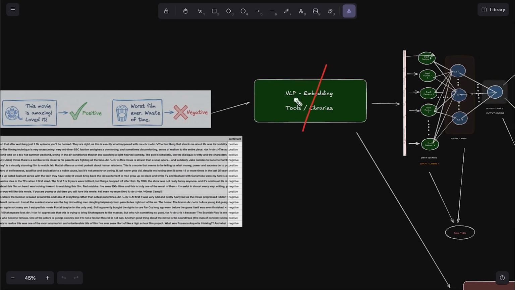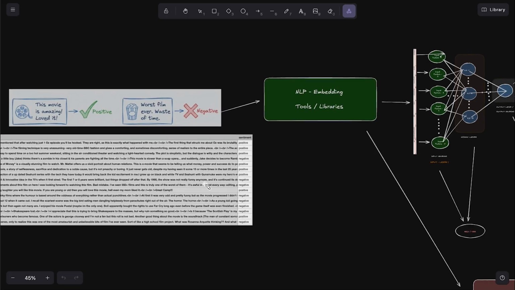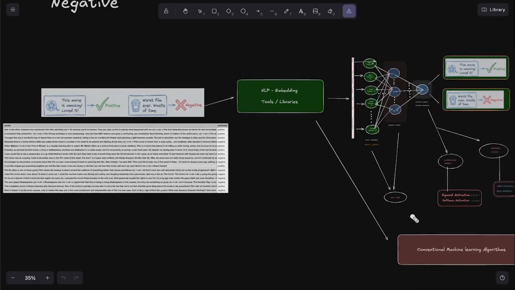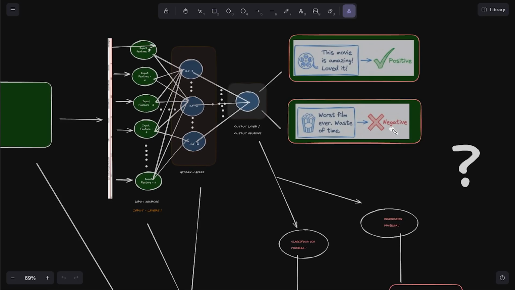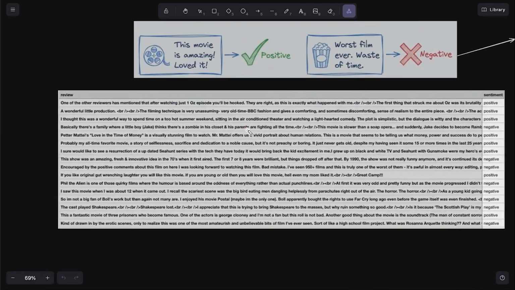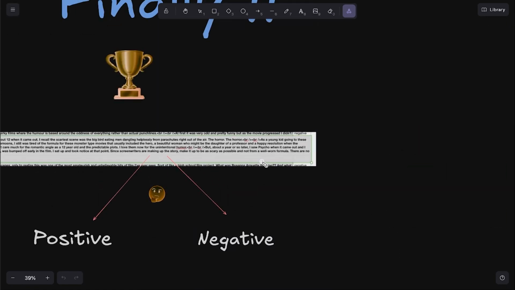So I have just changed one thing. I have just replaced my CNN with these new NLP embedding tools or libraries, so that it converts all these things into numbers, and everything will work as it is. If you're training a classification model with this neural network, you would be able to train it so that your machine can predict whether it is a positive review or a negative review by taking any of these sentences, right?